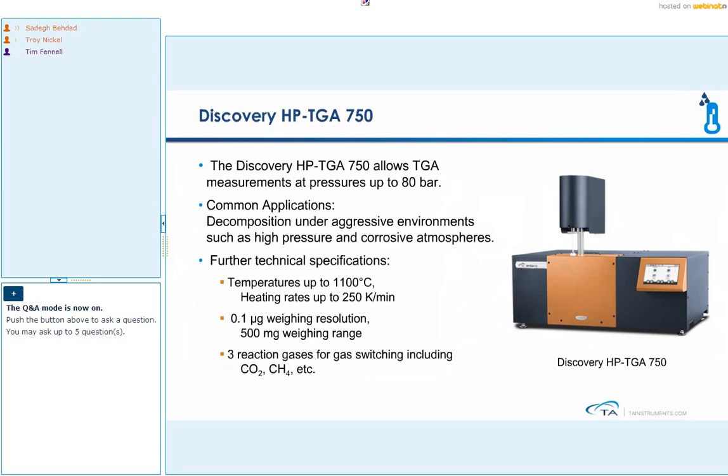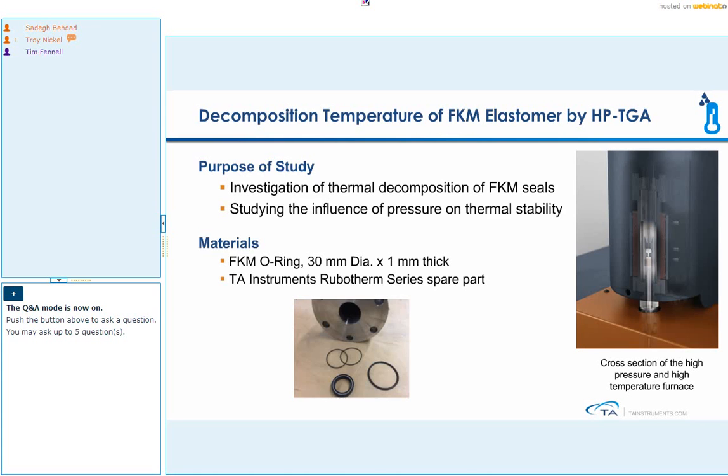Going to the next study. Switching gears here a little bit, we are looking at exposure again. This slide shows you a high pressure TGA 750 model. This is a good test when you are trying to look at the decomposition under very aggressive conditions such as high pressure or corrosive atmospheres. It allows you to have up to 3 types of gases, including CO2 or methane, and then look at your sample behavior as it is exposed to those.